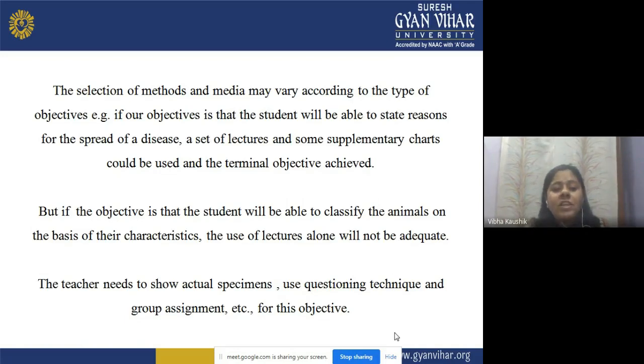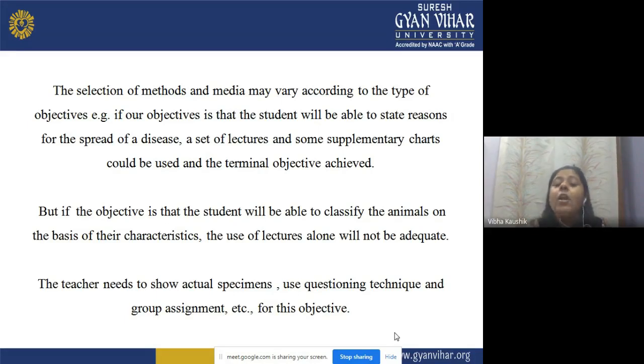But if the objective is that the student will be able to classify animals on the basis of their characteristics, now what is that? They have to make a classification of animals on the basis of their characteristics. The use of lecture alone will not be adequate. Now, what are they saying? That only the lecture method will not be adequate.